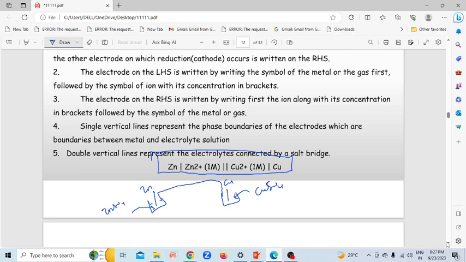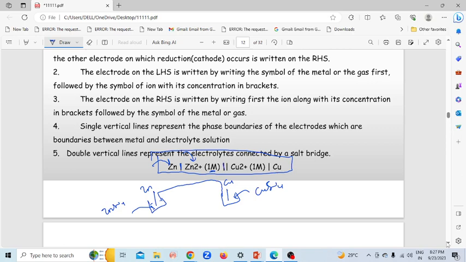Okay, so zinc is in direct contact with Zn plus 2, because Zn plus 2 means zinc sulfate. So it is shown by a vertical line, this vertical line. This represents the zinc electrode, which is connected to zinc sulfate, the Zn plus 2 ion, and this 1M represents the concentration of this electrolyte. So the concentration of this electrolyte is 1M.